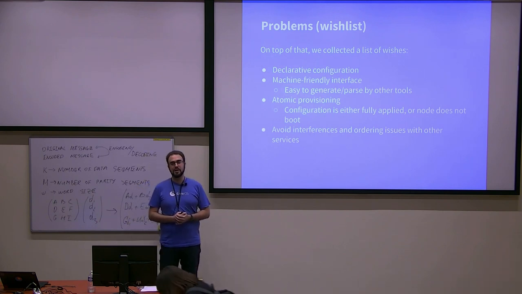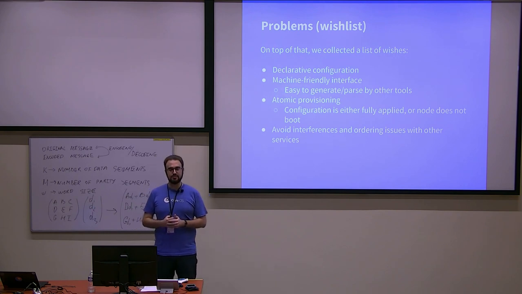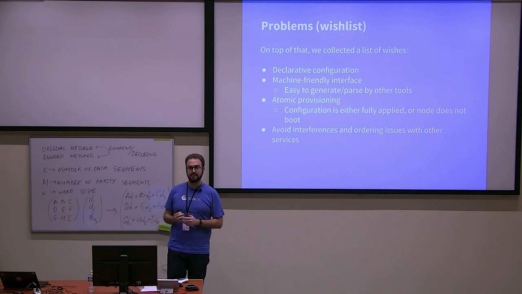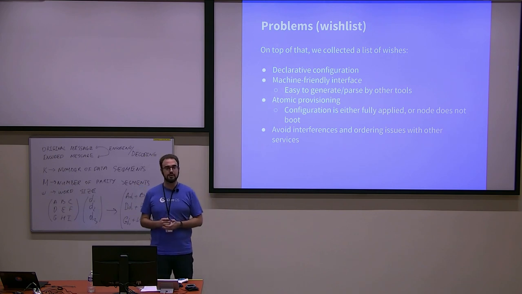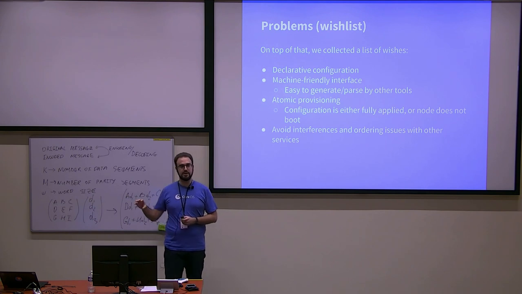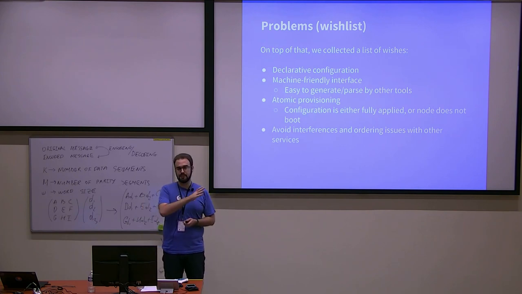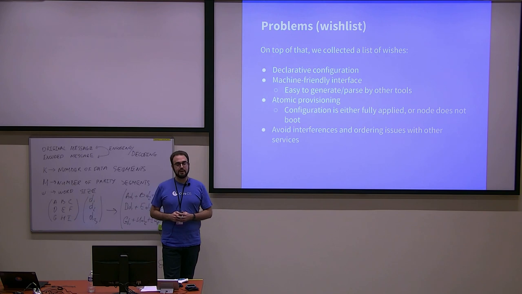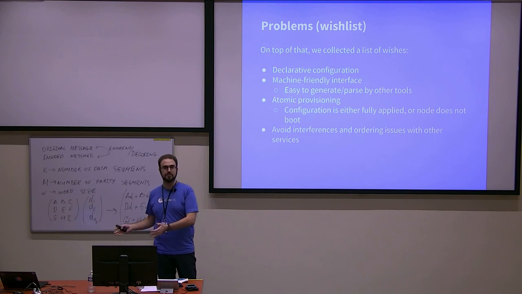On top of that, we actually had a few wish lists. Those are real problems, but on top of that, there are some things that if we had to start again, we would do in a different way in order to get some nice results here and there. The first one, of course, is declarative configuration. We want to have documents that say in a declarative way how the machine should be provisioned. These documents should be machine friendly. That is, it should be easy to plug it in a pipeline where it is produced somewhere, it is consumed somewhere else, and in the middle there could be other automated steps. It should be an atomic provisioning, so it should either provision in a successful way, or the node should not proceed into booting some services.